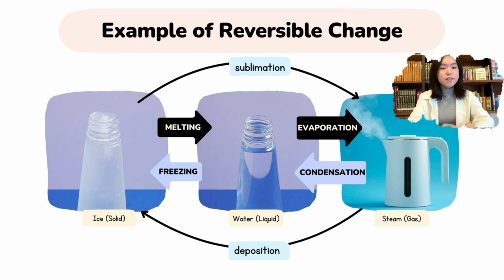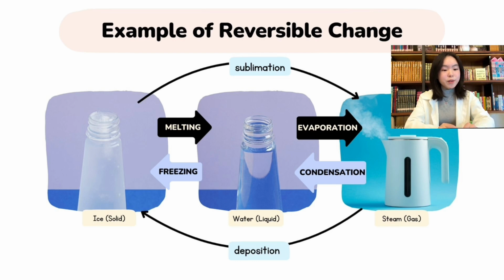Water shows classic physical changes, which are reversible. For example, ice melts into water and refreezes, or water evaporates into vapor and condenses back into liquid. Even processes like sublimation, ice to vapor, and deposition, vapor to ice, can reverse, with the water's chemical composition, H2O, remaining unchanged.